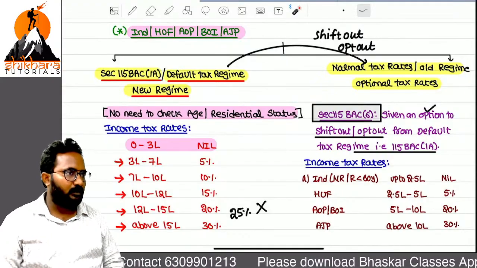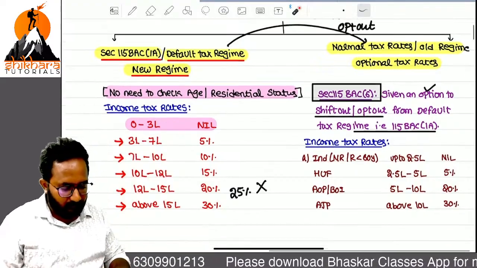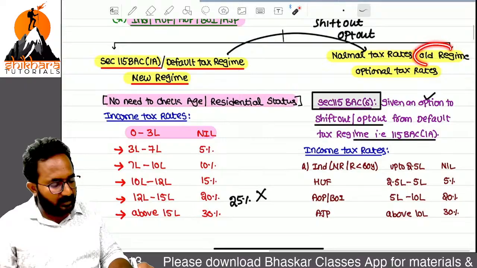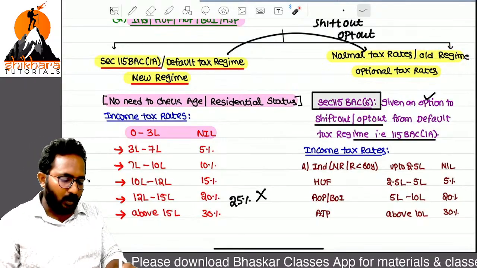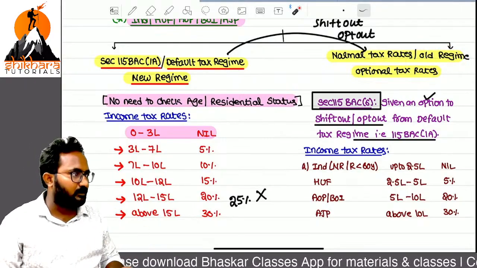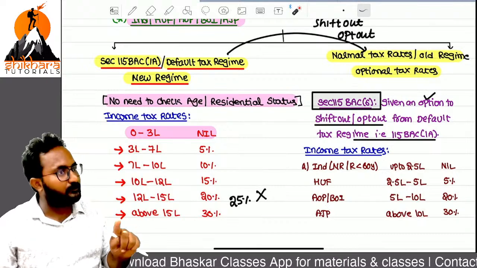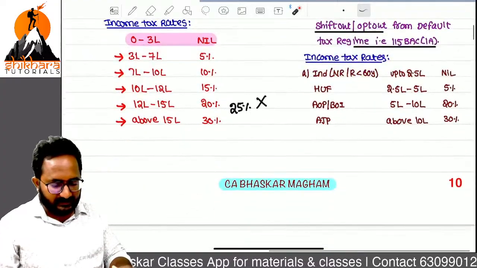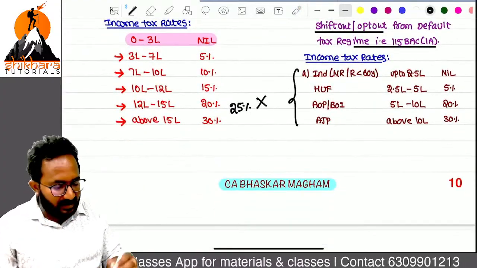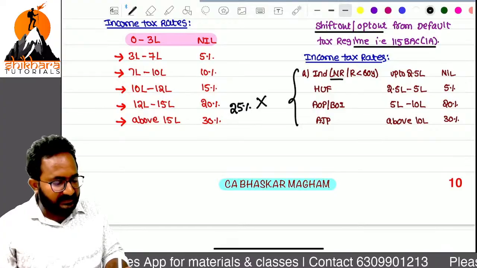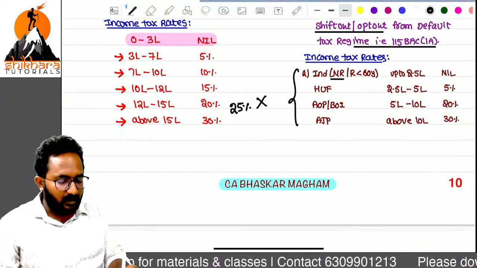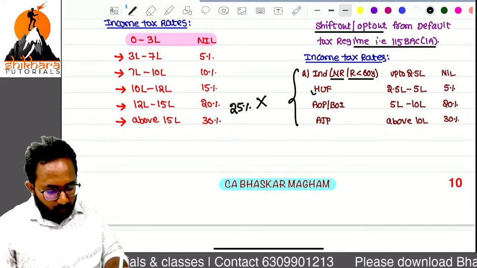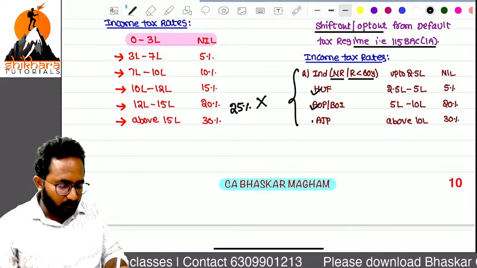No. What are the rates, sir? I think you know, the old regime now becomes optional, or you can call it the normal tax rates also. Here you have to consider age for an individual and residential status also for an individual. So the first category, an individual with non-resident status, or a resident having less than 60 years.